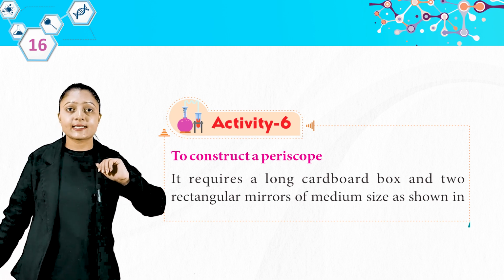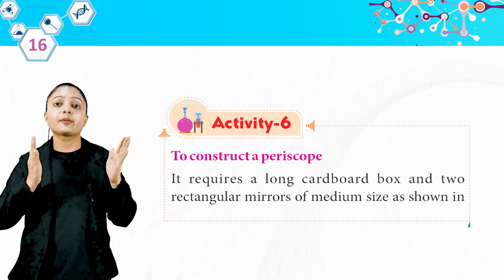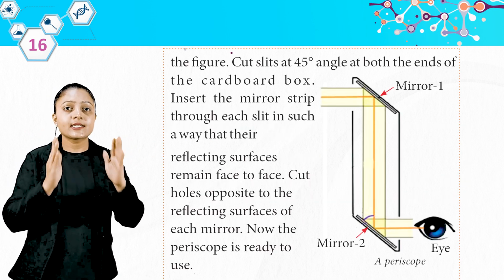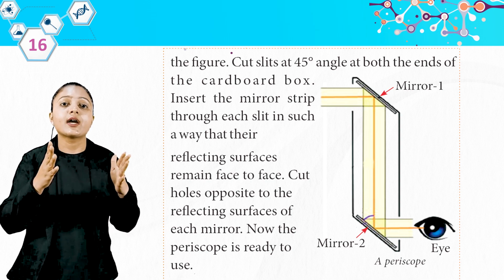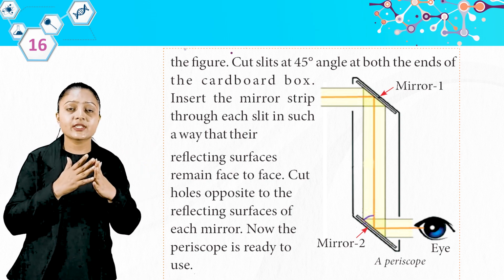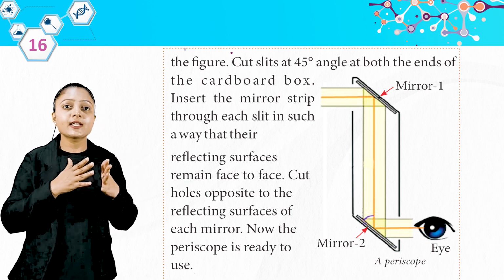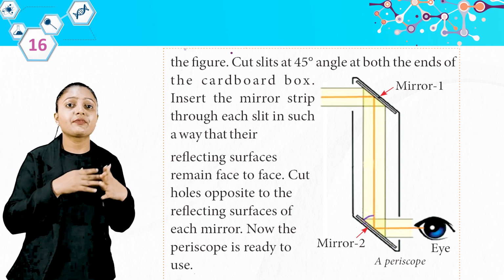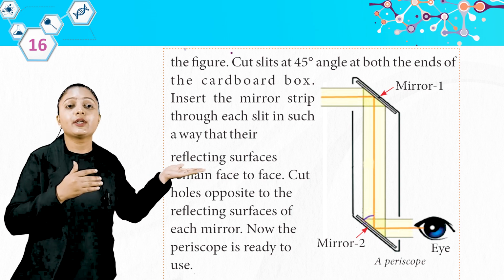Activity 6. It requires a long cardboard box and two rectangular mirrors of medium size as shown in the figure. Cut slits at 45 degree angles at both the ends of the cardboard box. Insert the mirror strip through each slit in such a way that their reflecting surfaces remain face to face. Cut holes opposite to the reflecting surface of each mirror. Now the periscope is ready to use.